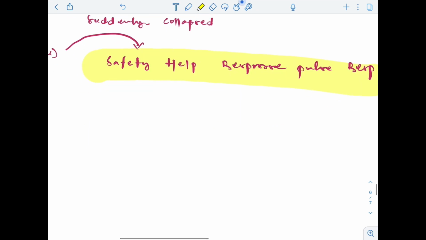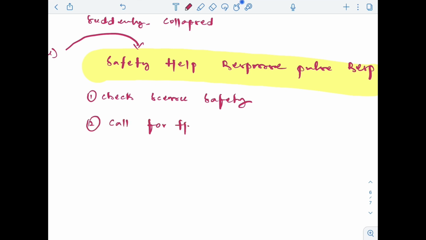First one, what is safety? Number one, safety means we should check the scene safety. And the second one is help. That means we should call for help, call somebody for help. And the third one is we should check the response of the patient, not of the surroundings. It's about the response of the patient.